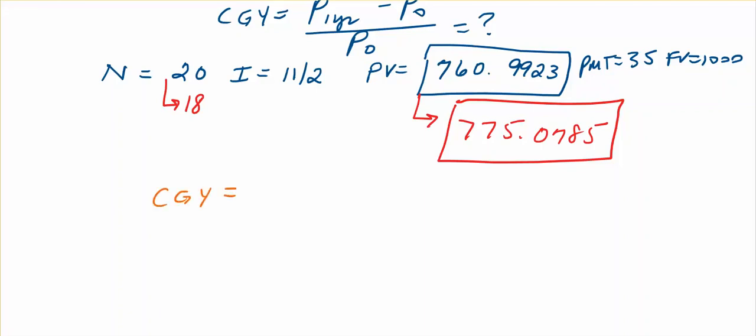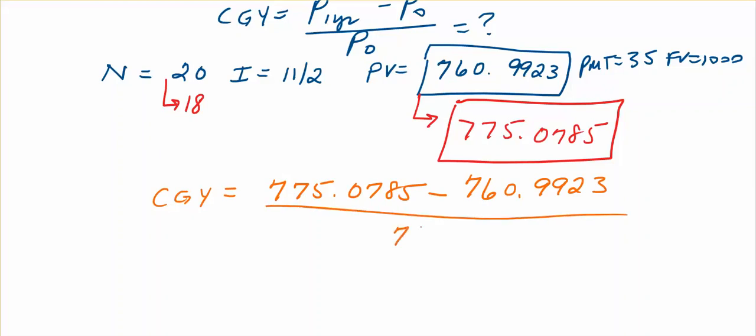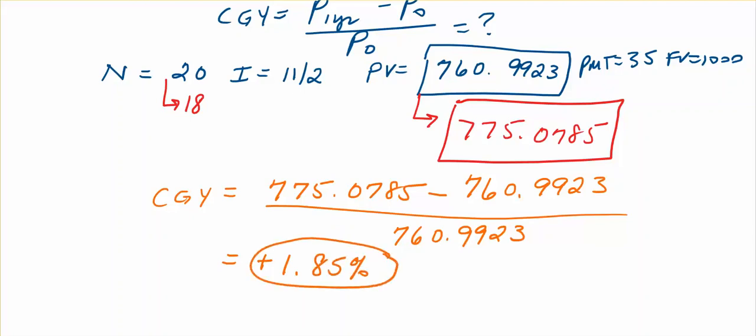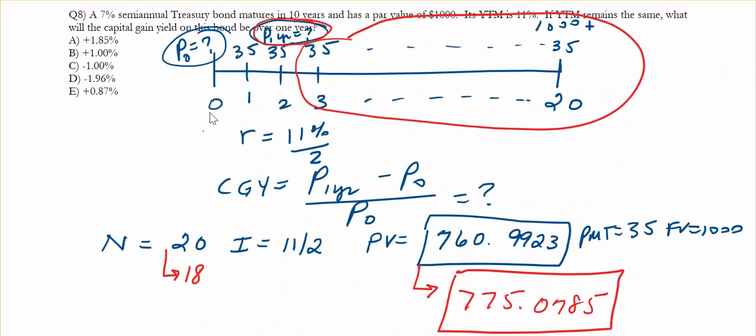Now it's time to find the capital gain yield. The price goes up over the original price at the beginning of the year of $760, giving us a capital gain yield of positive 1.85%. Okay, we look at the options here, and we see there it is, A.